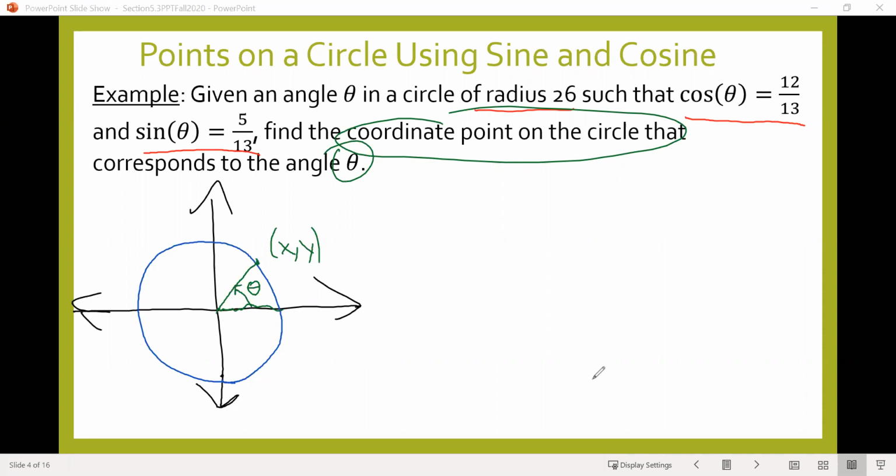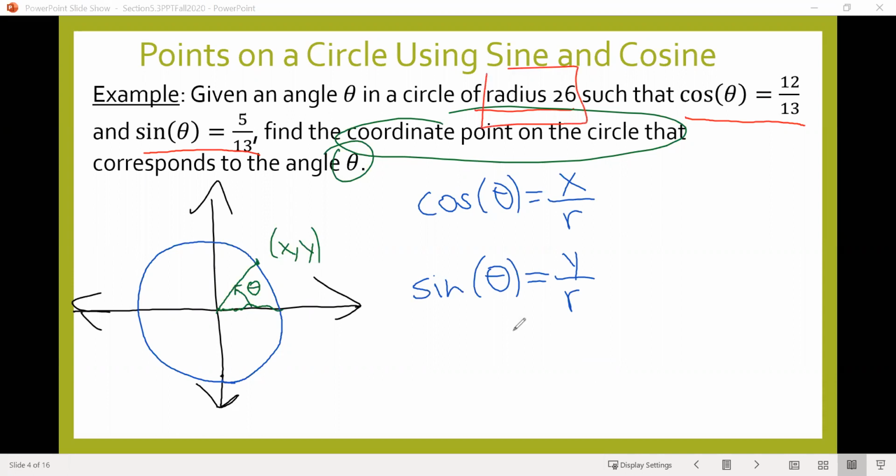So here's how we can do it. Recall again from that slide we started with, we know that the cosine of an angle in a circle like this is given by the ratio x over r, and the sine value is given by the ratio y over r. Notice we are given the value of the radius and the cosine and the sine, so we can use those in these equations to solve for x and y.